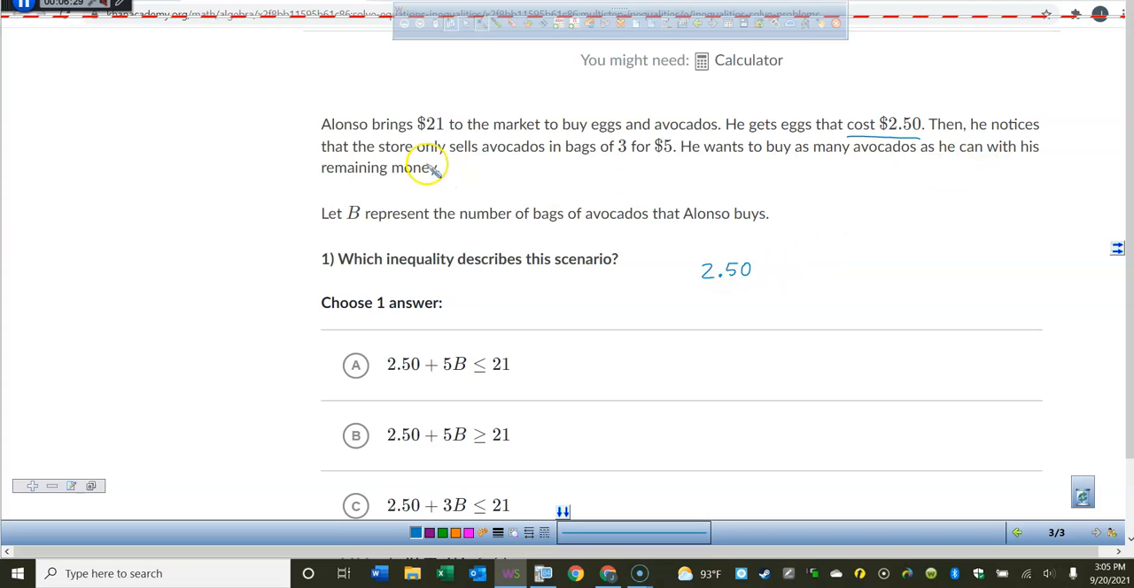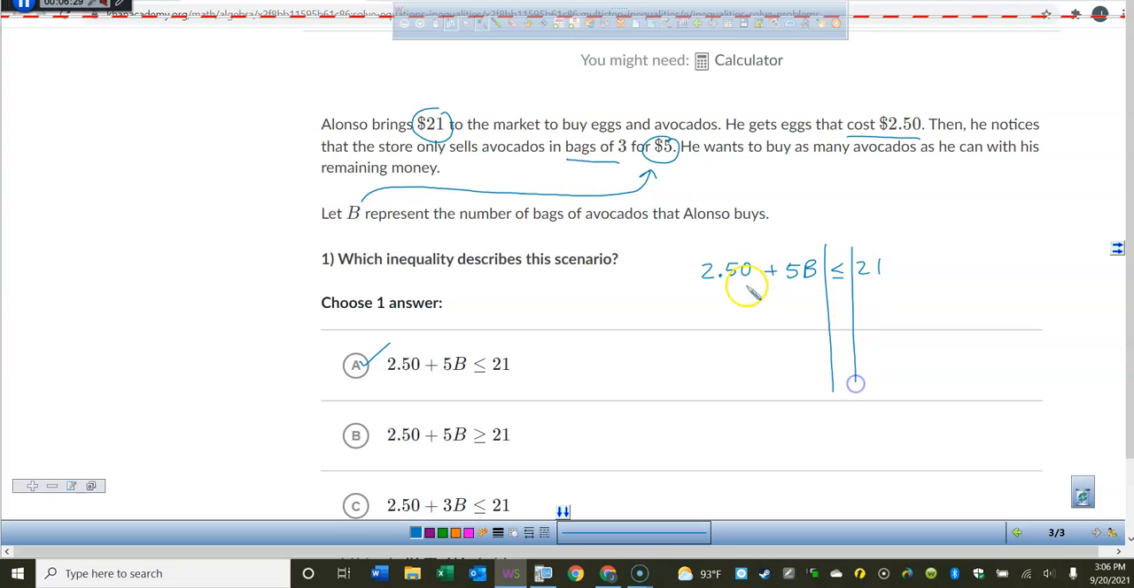Then he notices the store only sells avocados in bags of 3 for $5. How much does it cost per bag? Per bag, it costs $5. I'm going to put plus $5 per bag, but he only brings $21, so all of that has to be less than or equal to 21. So that's my first one: 2.50 for the eggs plus $5 per bag for the avocados has to be less than or equal to 21. There's the answer right there.